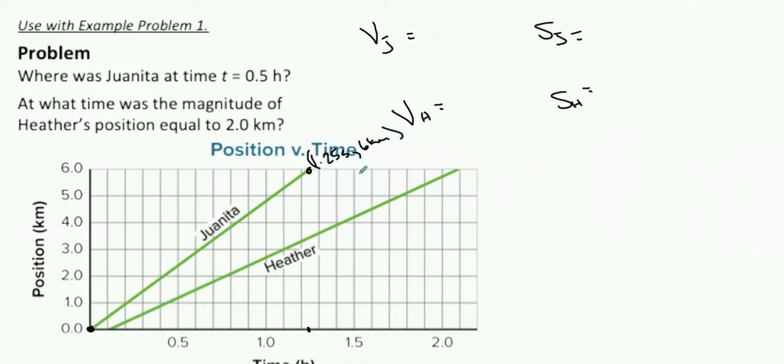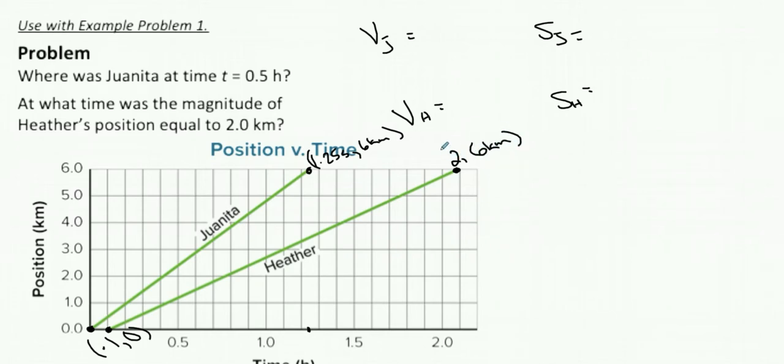Let's look at Heather. Heather started later. She started at 0.1 hours, but from the beginning point, so it's (0.1, 0). And where did we finish up? Let's just say we're all the way out there. So 2 hours later, we are at 6 kilometers.